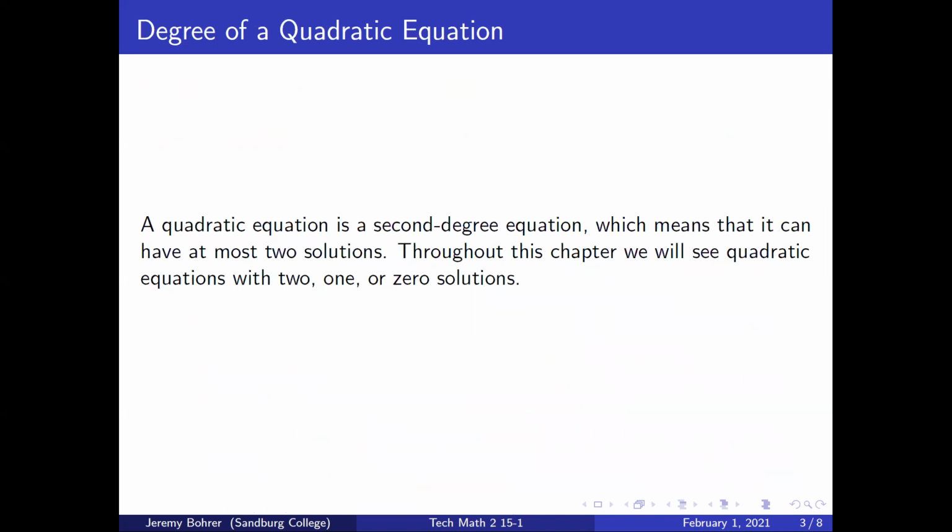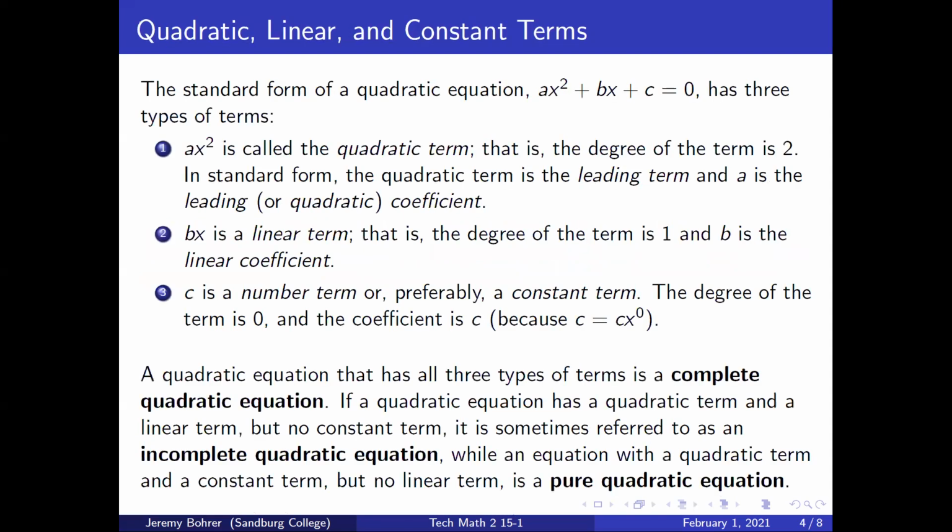A quadratic equation is a second-degree equation, which means that it can have at most two solutions. Throughout this chapter, we will see quadratic equations with 2, 1, or 0 solutions. The standard form of a quadratic equation, ax squared plus bx plus c equals 0, has three types of terms. Ax squared is called the quadratic term. That is, the degree of the term is 2. In standard form, the quadratic term is the leading term, and a is the leading or quadratic coefficient.